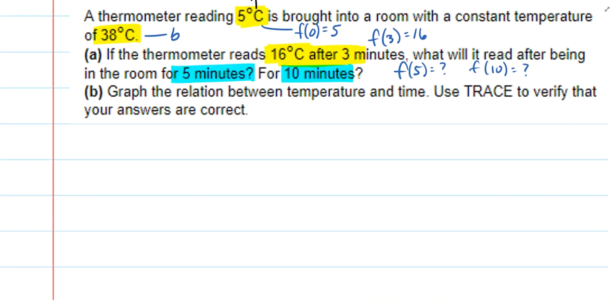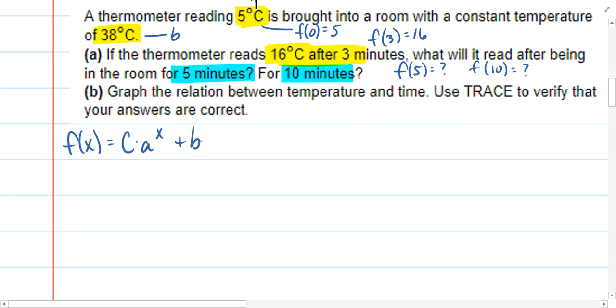I would start with that f of 0 equals 5 business. Now, again, I know that f of x is equal to c times a to the x power plus b, and we know a couple things at this point. We know that f of 0 is equal to 5, and we don't know the initial value. Again, that's relative to the b value, so we don't know that yet. We don't know our growth factor, but we do know that x is 0 and that our B value, our room temperature, is 38 degrees.